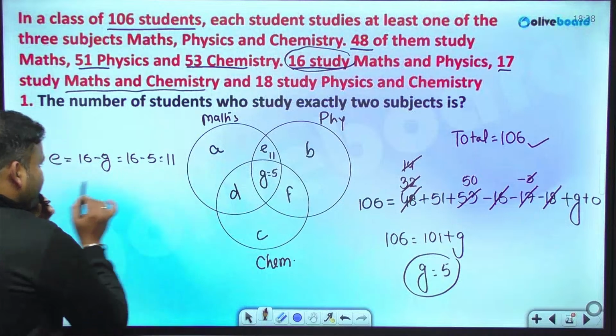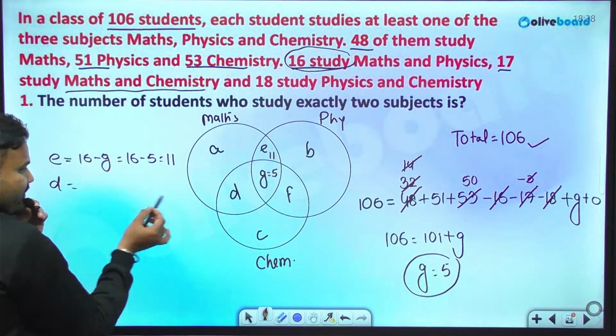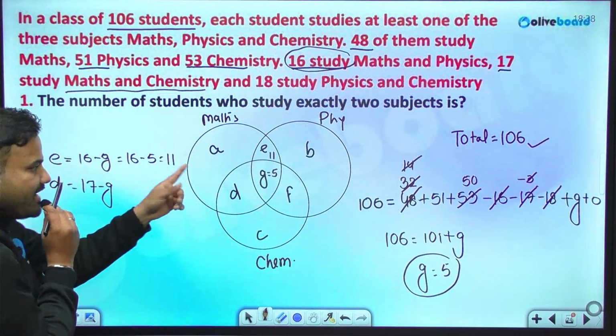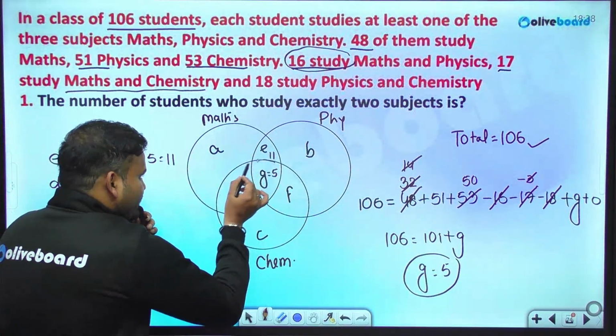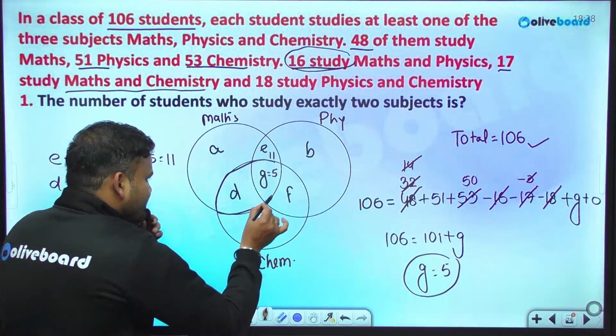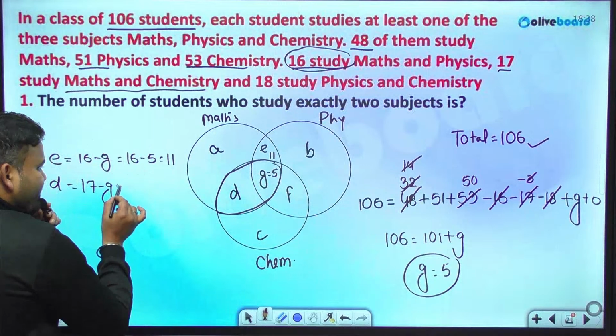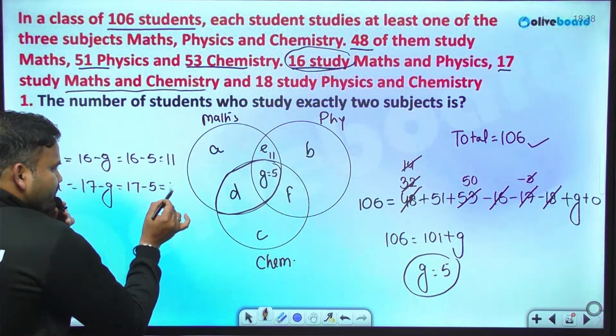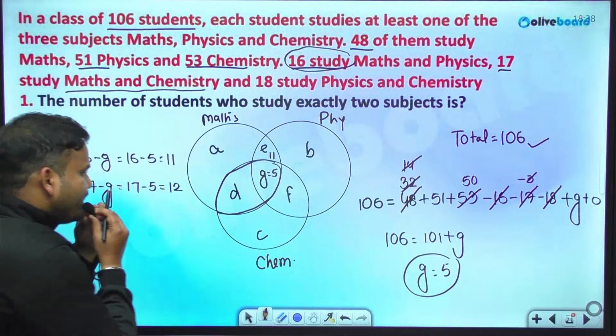So what is the value of D now? D will be 17 minus G. Maths and chemistry, so this entire data is maths and chemistry. So 17 minus G, 17 minus 5, that is 12. So we got the value of D as 12. So this is 12.